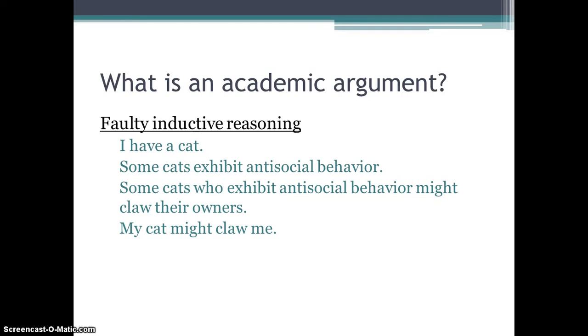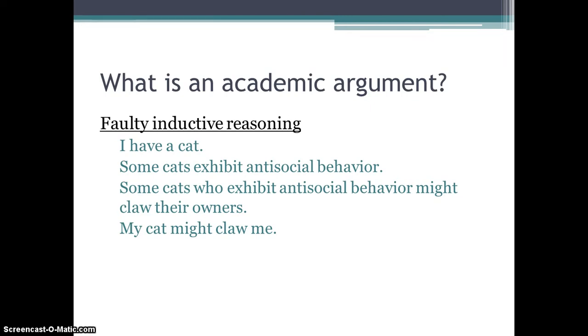And I've also included a link here on a famous faulty inductive logic with a sketch from Monty Python. I hope you guys will take a chance, take some time to look at it. It's actually not uncommon for this kind of logic, quote unquote logic, to get used.